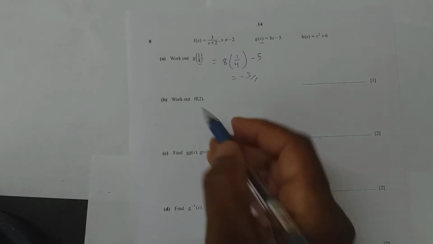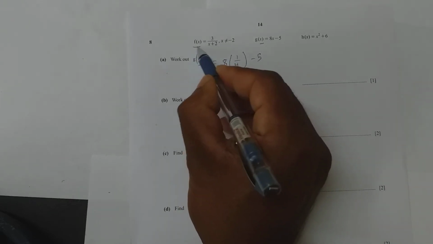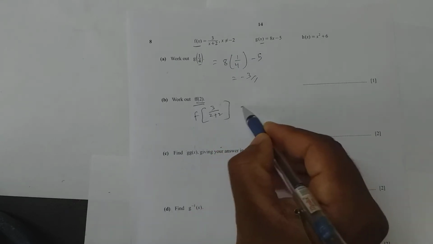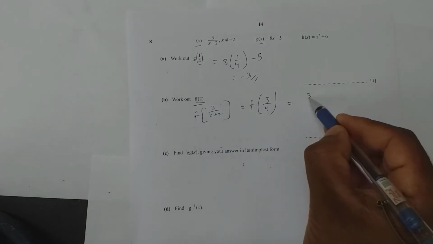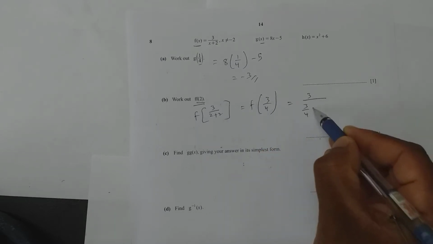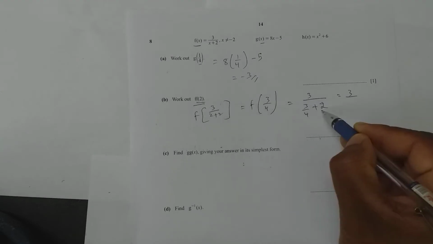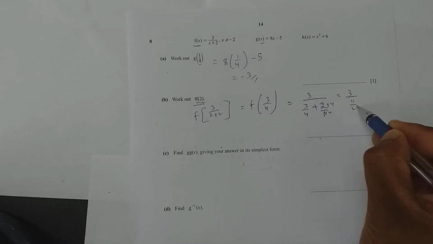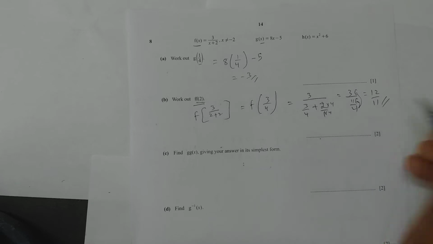Okay, next one. F of 2 means f of 2, how much do I get? By replacing x by 2. So I get 3 by 2 plus 2. So which is f of 3 by 4. Next, replace x by 3 by 4. So 3 by 4 plus 2. So how much will I get here? It is 3 by LCM. I take 8 into 4 into 4, 11 by 4. This 4 cannot go here. This will go here. So 12 over 11.